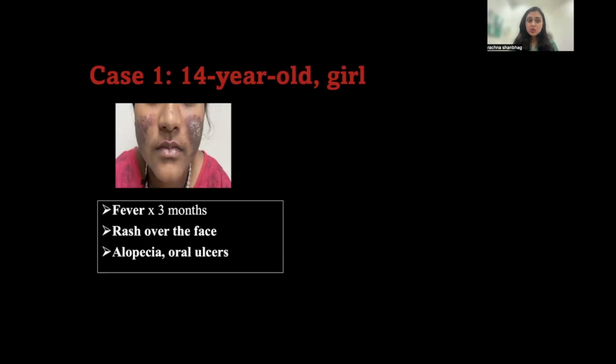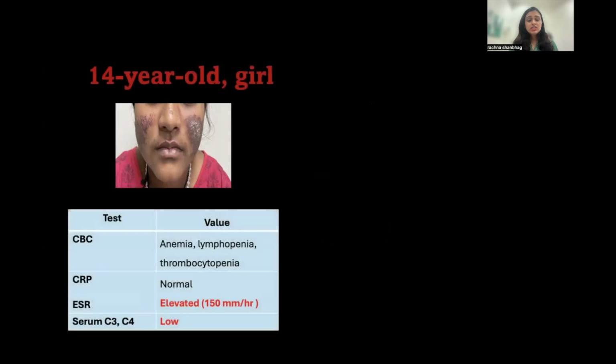months, rashes over the face, alopecia, and oral ulcers. Her CBC showed anemia, lymphopenia, thrombocytopenia, CRP was normal, and ESR was elevated. Serum complement levels were found to be low.